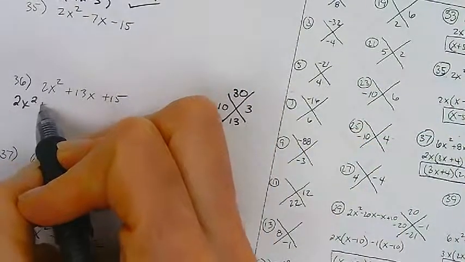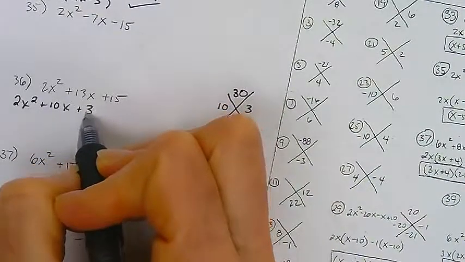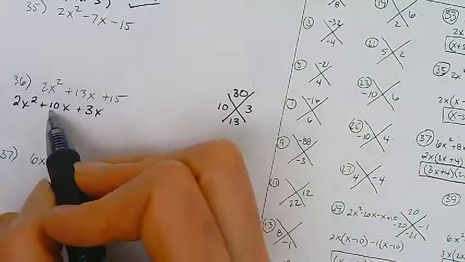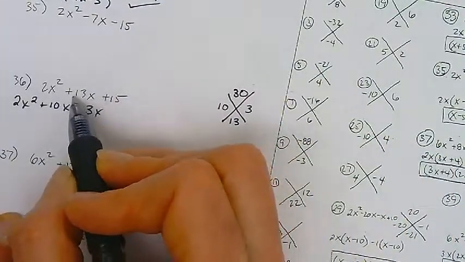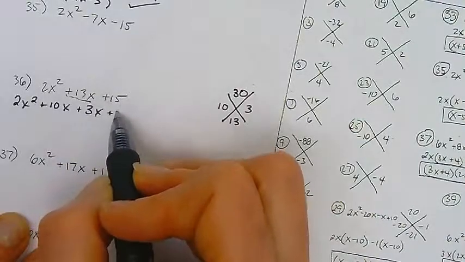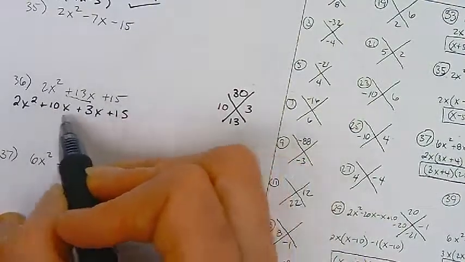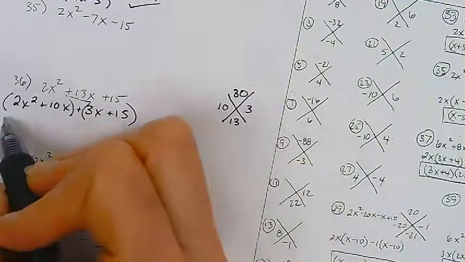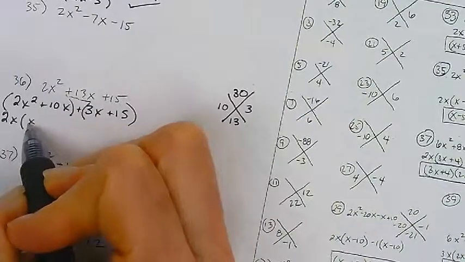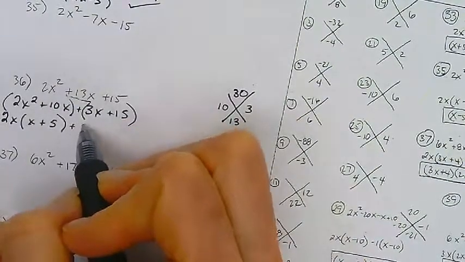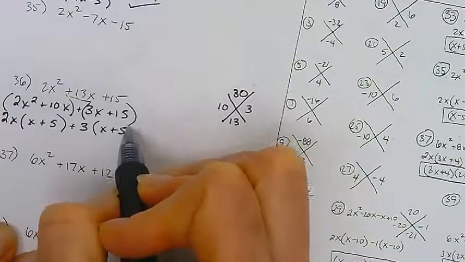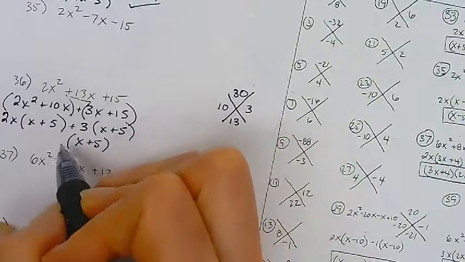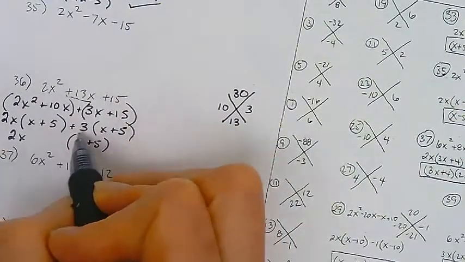Rewriting the middle term with the 10 as a coefficient of x and a 3 as a coefficient of x. Notice we have 10x plus 3x is 13x. We're just rewriting this middle term in a way that splits it so we can factor these by grouping. We need 4 terms to factor by grouping. 2x times x plus 5 plus 3 times x plus 5. Common factor of x plus 5. And what's left is a 2x in this term and a 3 on this term.